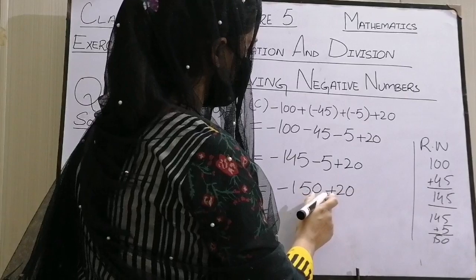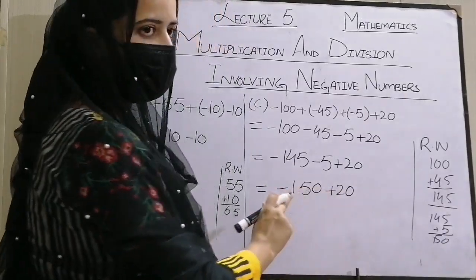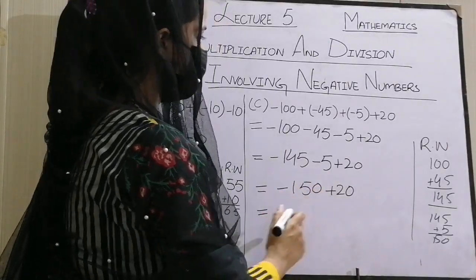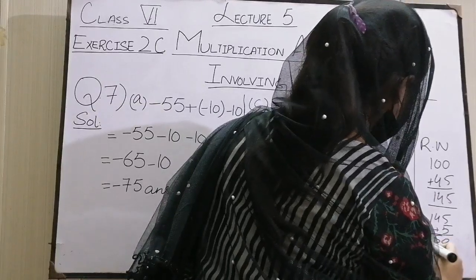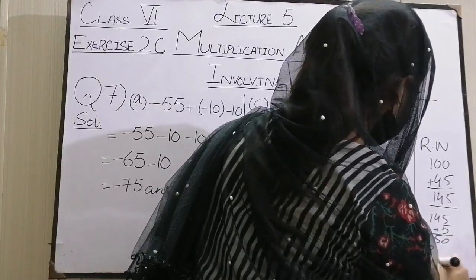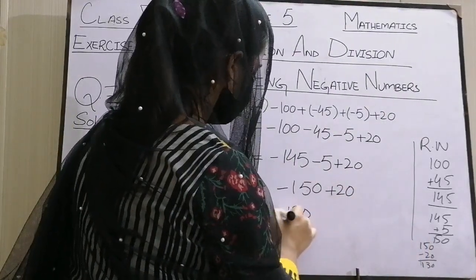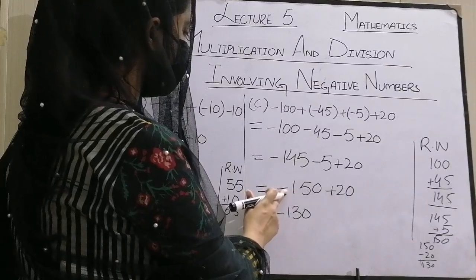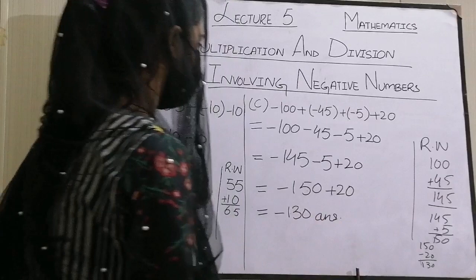Minus 150 plus 20. These two have different signs with them. Whenever two numbers have different signs, we have to subtract them. Subtract them in rough work. It becomes 130 with a negative sign because 150 is the bigger number and it has negative sign with it. So minus 130 is our answer.